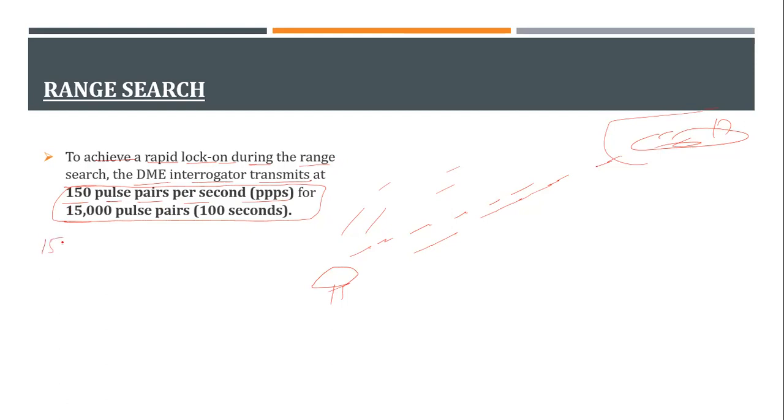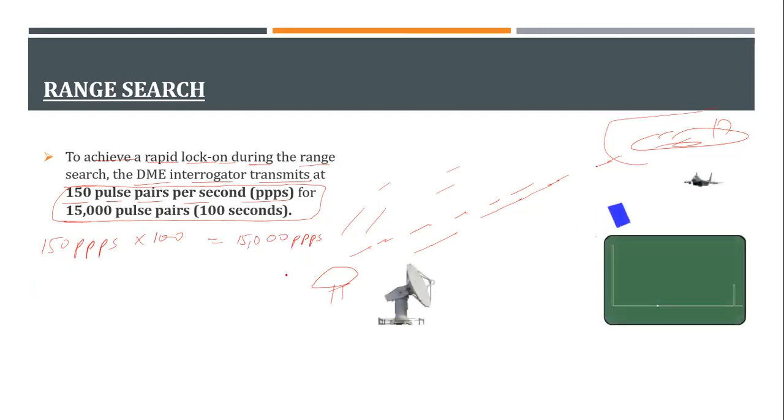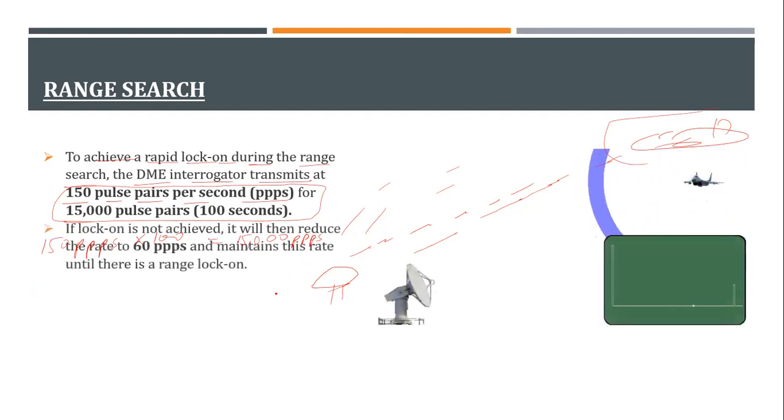So it sends out 150 pulse pairs per second. How many pulse pairs do we have in 100 seconds? We have this many. So into 100, we will get 15,000 pulse pairs. You can see this happens. Now, if a lock on is not achieved within this period, it gets tired and it reduces its PPS. It becomes 60 PPS, because it did not receive its lock on.